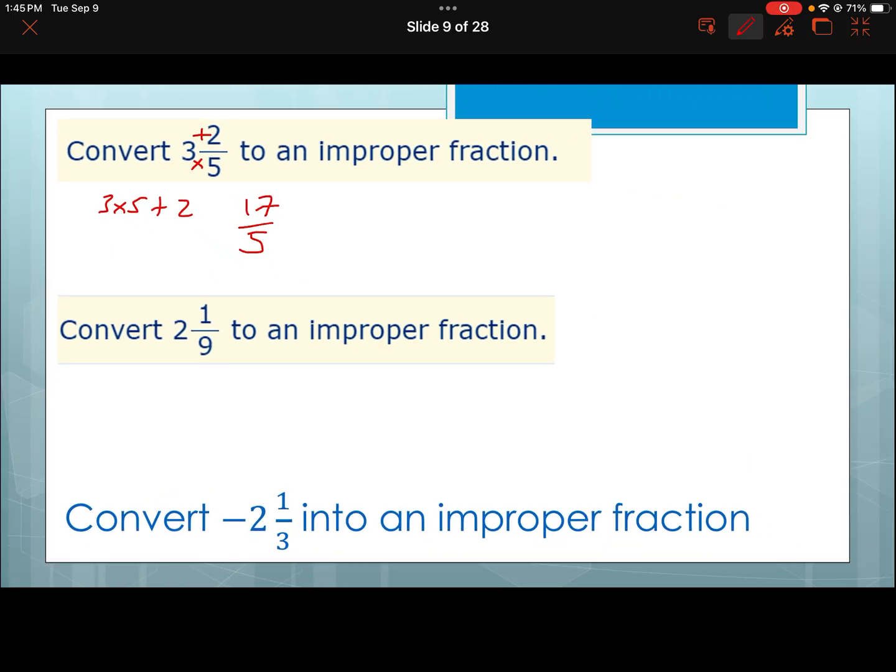What about this one? Same idea. I'm going to do 2 times 9 plus 1. Well, 2 times 9 is 18, plus 1 is 19, so that's 19 over 9.